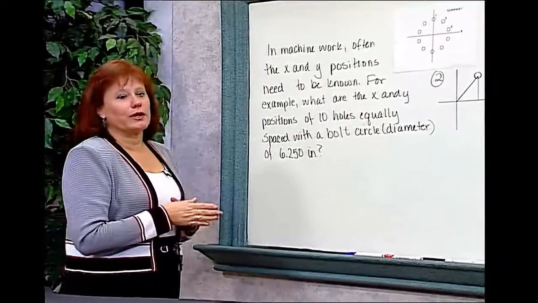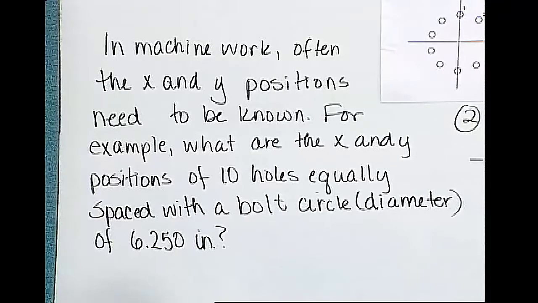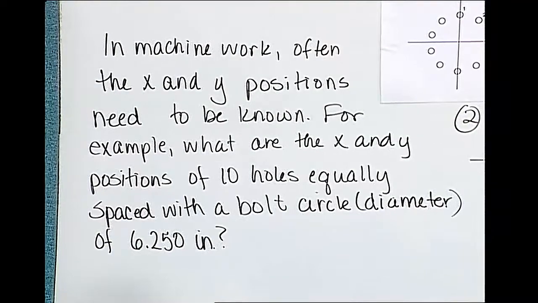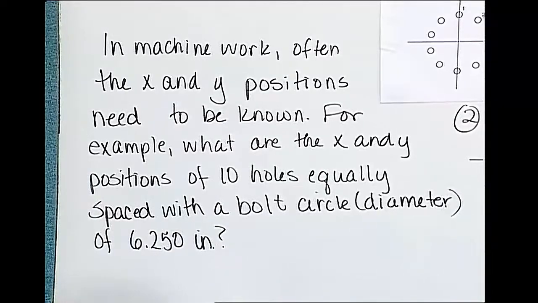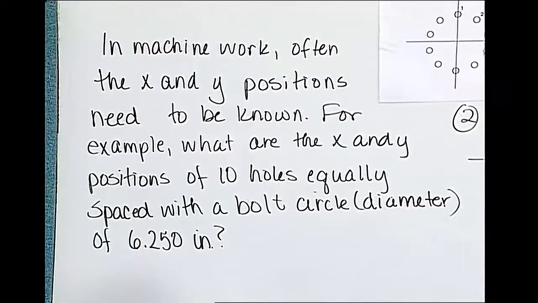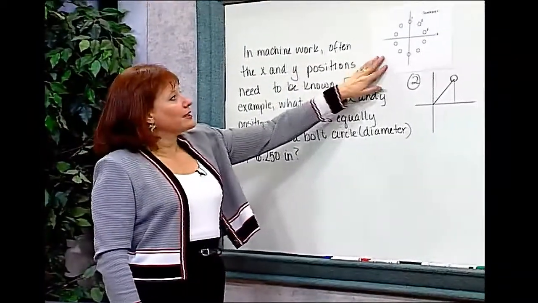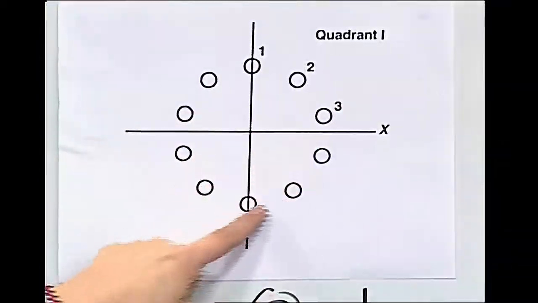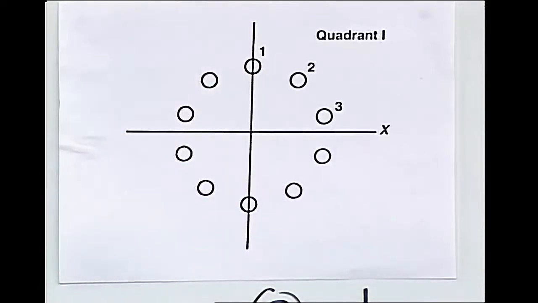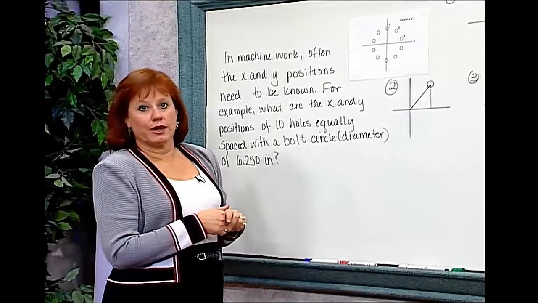In this problem, we read, in machine work, often the x and y positions need to be known. For example, what are the x and y positions of 10 holes equally spaced with a bolt circle diameter of 6.250 inches? We've drawn an illustration of this in this chart, and we see that there are equally spaced holes, 10 of them, going around the coordinate plane. We'd like to know the x and y coordinates of each one.